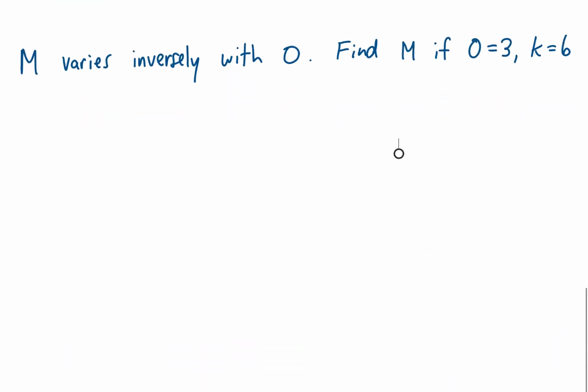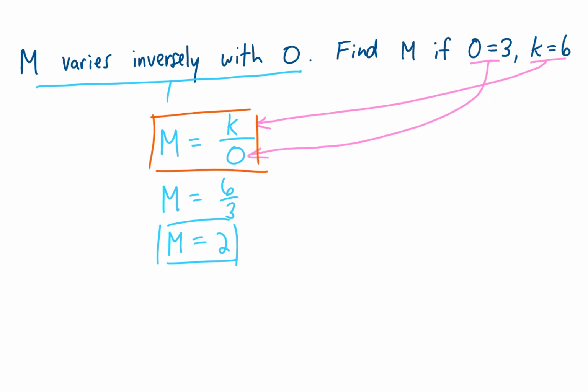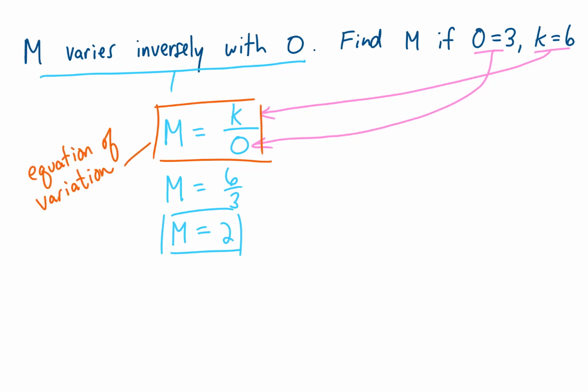The next problem says that m varies inversely with O. Find m if O equals 3 and k equals 6. So the first thing we can do is look at this statement. If m varies inversely with O, because we have inverse variation, our formula is going to look like this. Then we're told that O equals 3 and k equals 6. So we can plug O equals 3 in right here and k equals 6 in right here. We get m equals 6 over 3, or m equals 2, and that problem is finished. You'll notice in each of these examples, we're first writing down an equation that relates the variables that are given. This is always called an equation of variation.